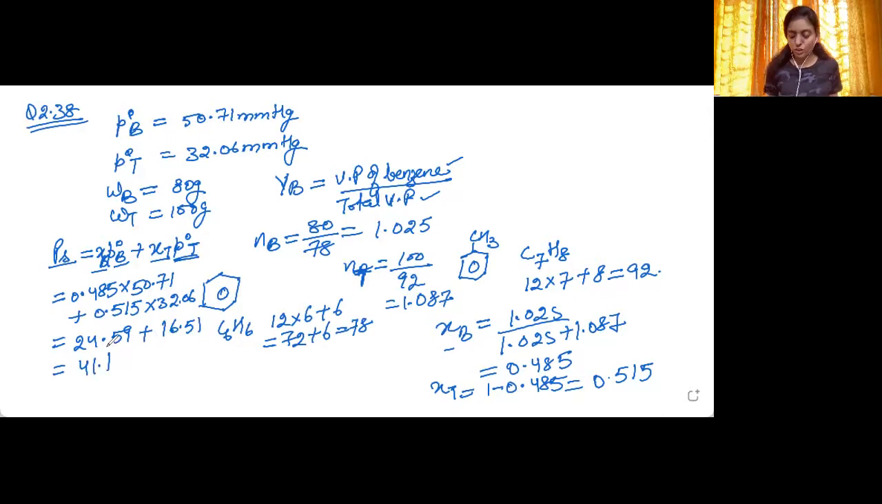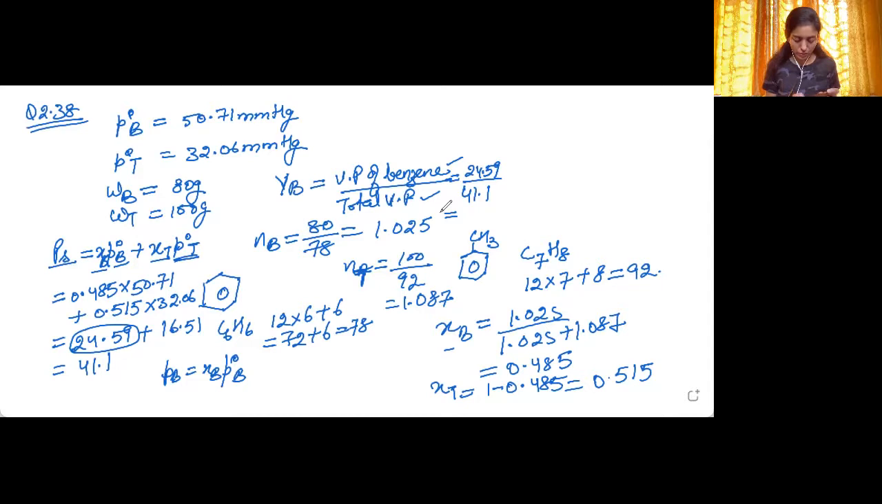And what is the vapor pressure of benzene only? PB is XB into P naught B. So this is the value for XB into P naught B, 24.59. Put the values here in this equation. So YB will be equal to 24.59 upon 41.1.